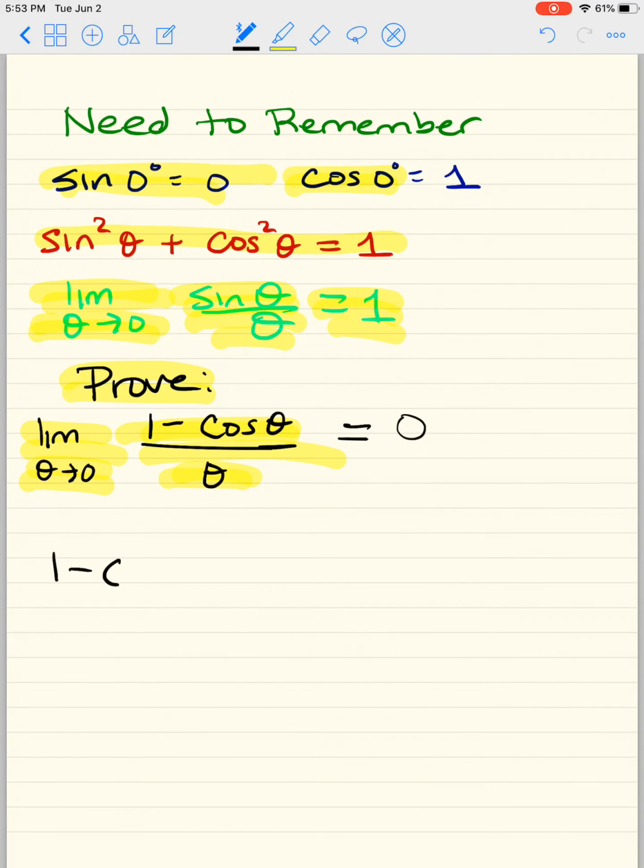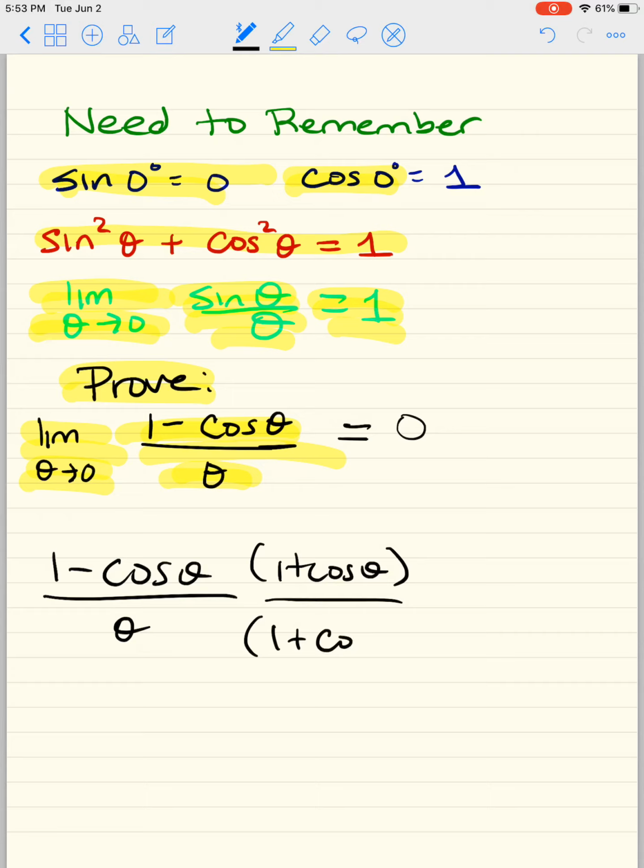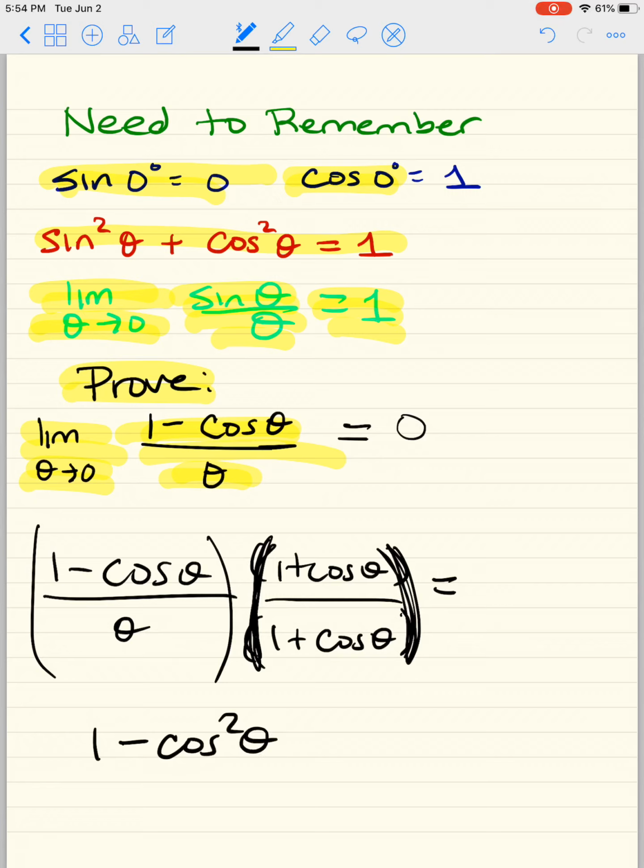I'm going to first multiply top and bottom by 1 plus cosine theta. Isn't it true that when you multiply a number by the same number over the same number, it's like multiplying by 1? So I'm really not changing anything by multiplying by 1 plus cosine theta over 1 plus cosine theta. How do we multiply fractions? Top times top, bottom times bottom. So 1 minus cosine theta times 1 plus cosine theta, you can work it out for yourselves, is 1 minus cosine squared theta.